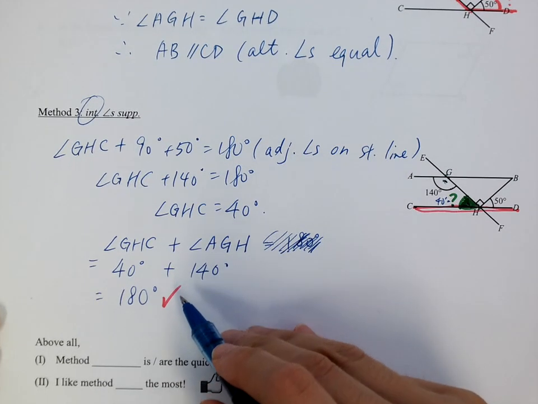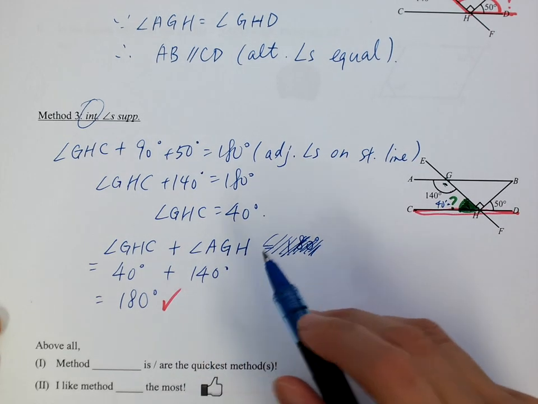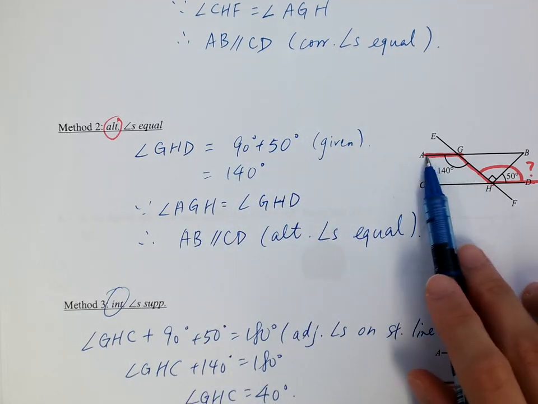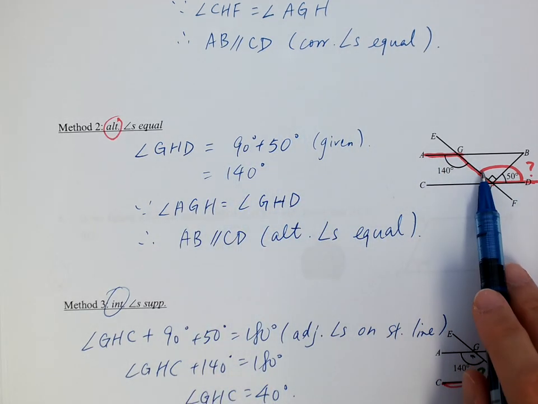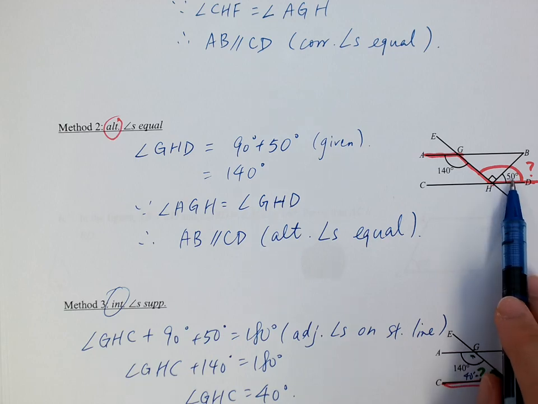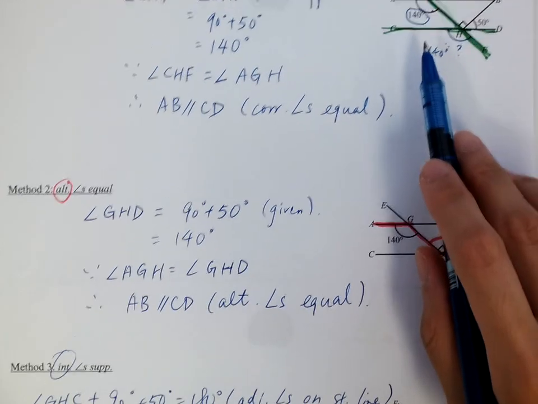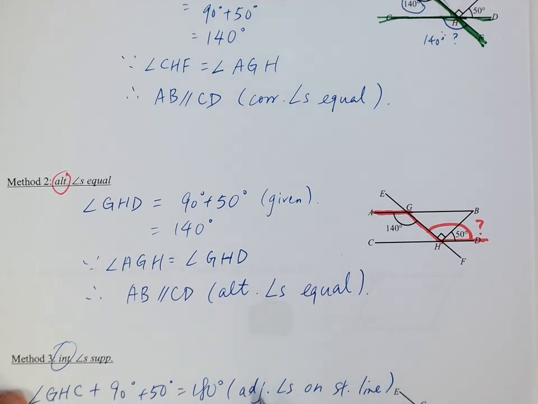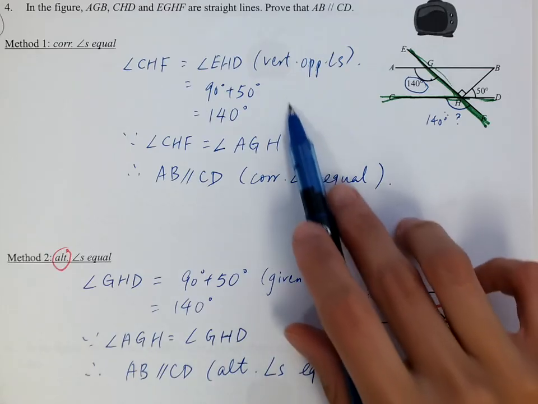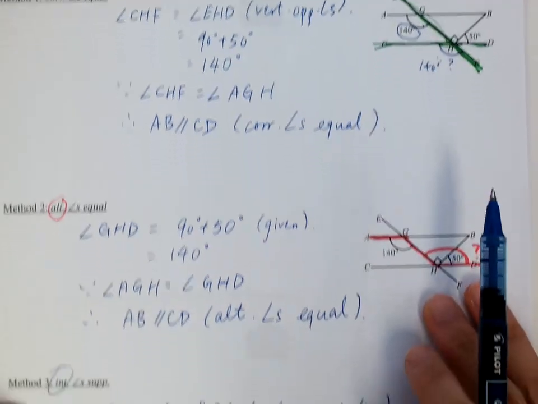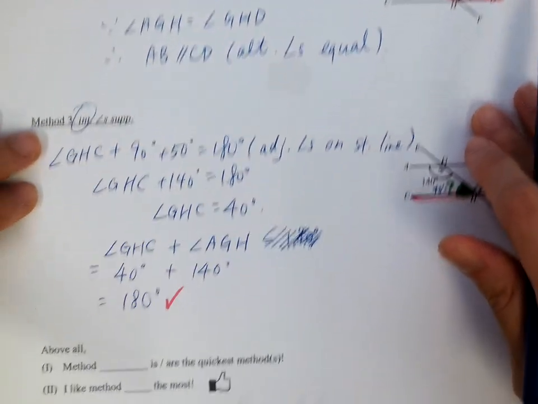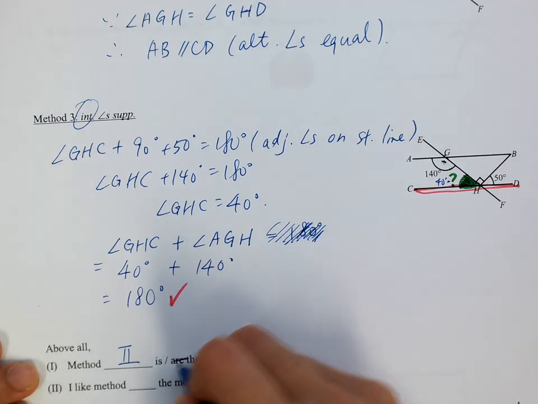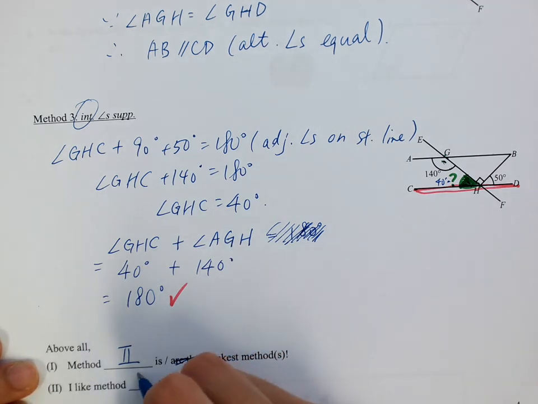Okay, so for the overall, I think method 2 is much more straightforward, because you can just find out that these are alternate angles without much calculation. However, for method 1 and method 3, you need to use other properties of straight lines, for example adjacent angles or vertically opposite angles, in order to find the pair of angles. So I believe that method 2 is the quickest one. And then which method do you like? Can you tell me?